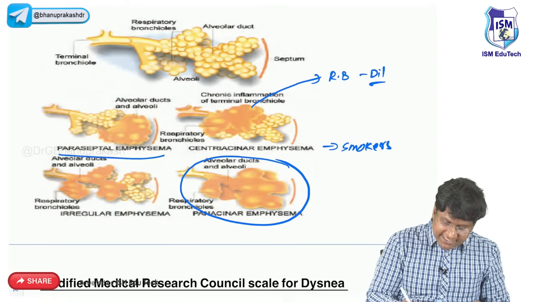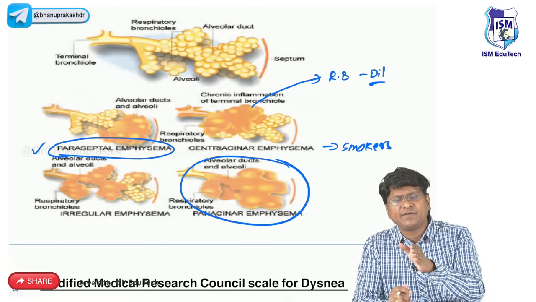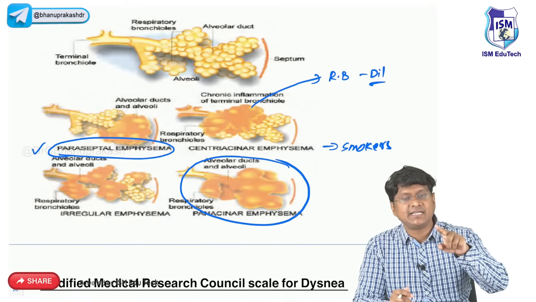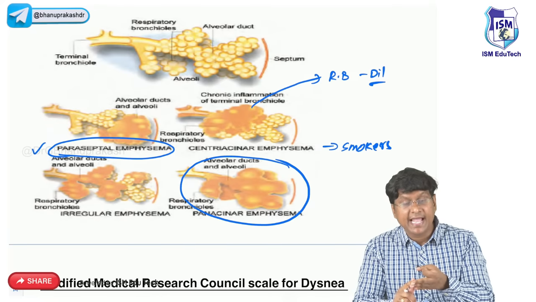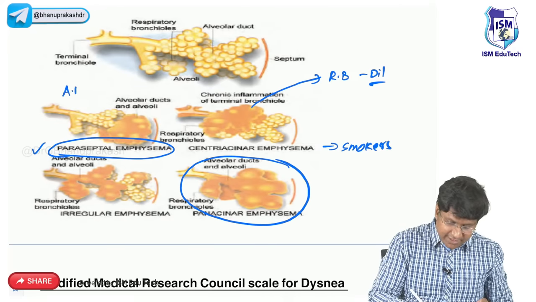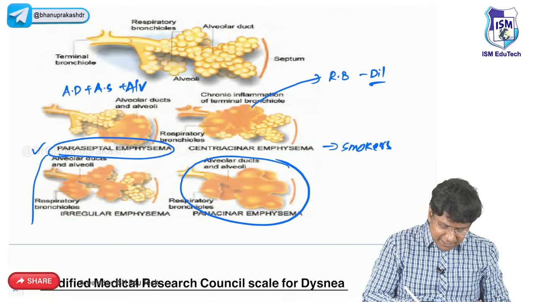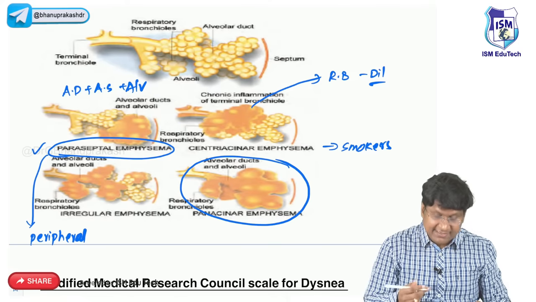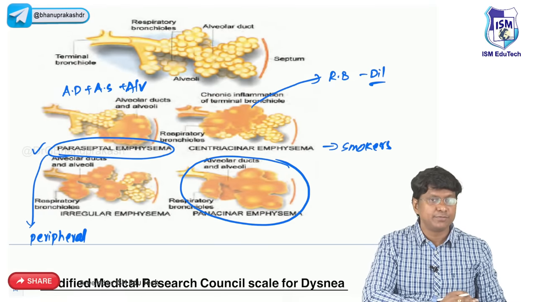Then next we have paraseptal emphysema. In paraseptal emphysema, it is the distal part of the acinus which is abnormally, irreversibly dilated. What is the distal part of the acinus? That will be your alveolar duct, alveolar sac, and alveoli. These are abnormally, irreversibly dilated in paraseptal emphysema. The part of the lung commonly affected is the peripheral part, and if these acini rupture, the individual may develop pneumothorax.